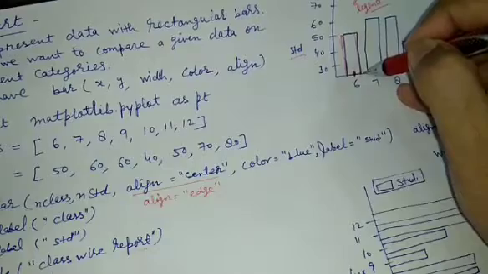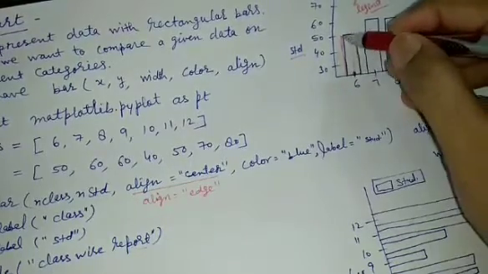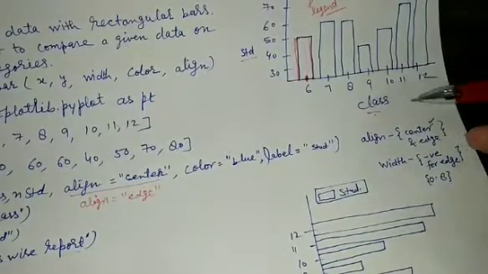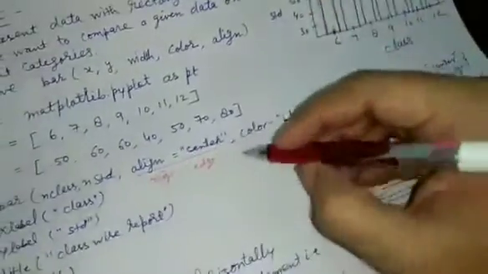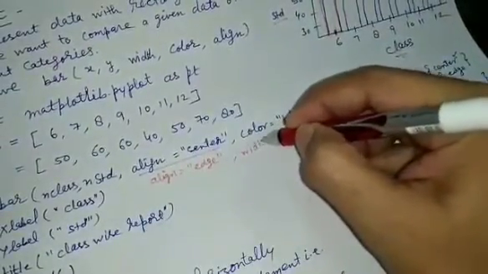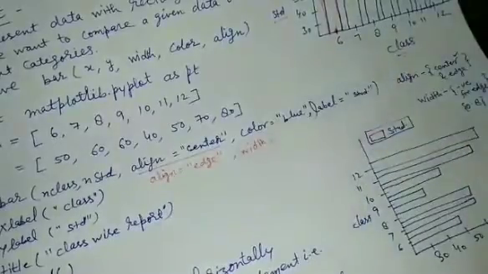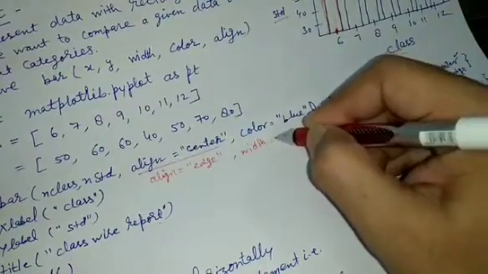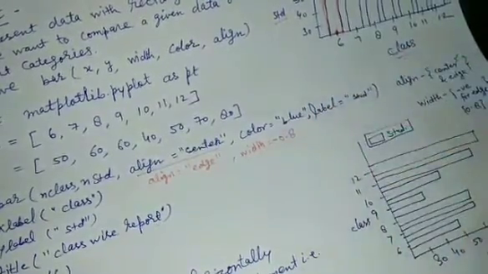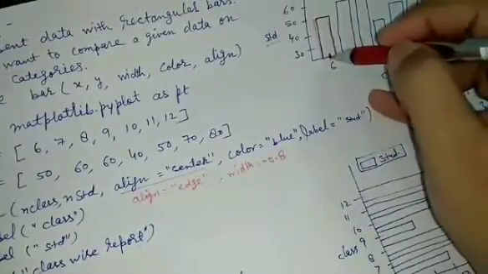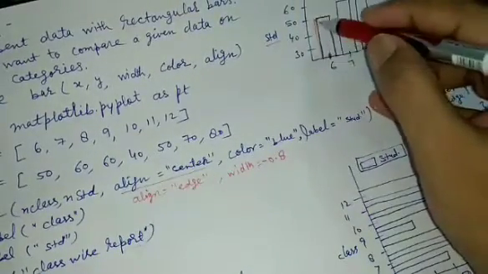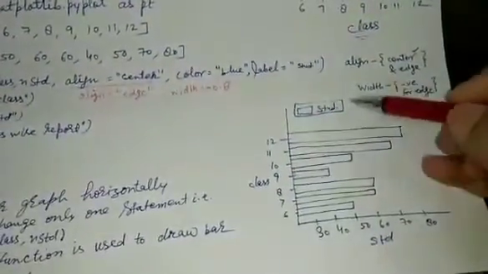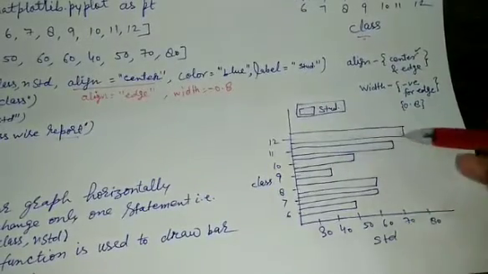Okay, and if you want to align the bars to the left, then a negative width should be given, meaning align is equal to 'edge', comma, width is equal to minus 0.8. This will align the bars to the left of the data point.